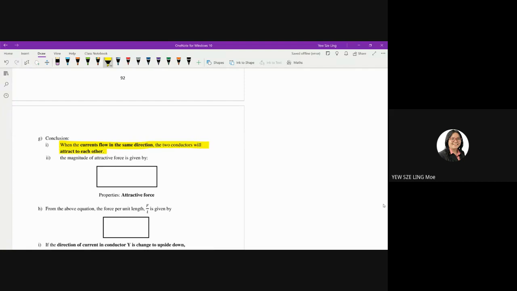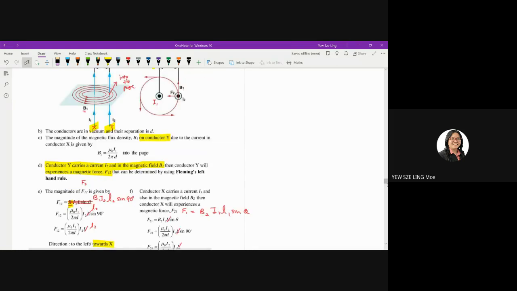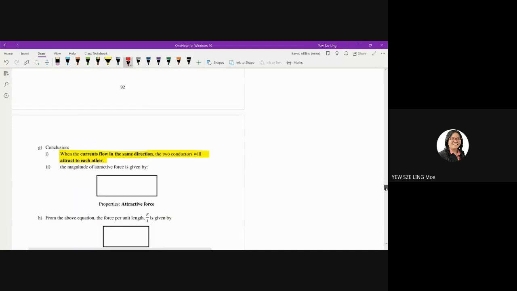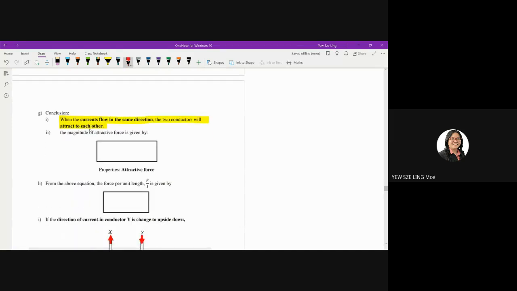How do I know they attract each other? Because when I determine the directions of the force by using the right-hand grip rule or Fleming's left-hand rule, I found that my conductor Y is moving toward X, and my conductor X is moving towards Y. So in this case, we have an attractive force between them. They are being attracted towards each other.